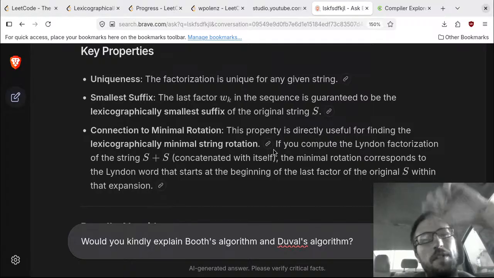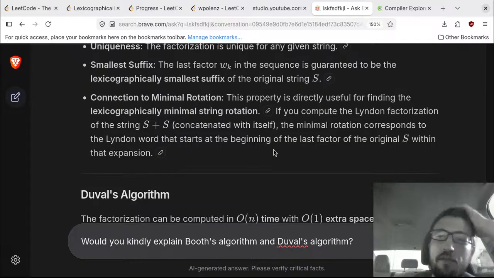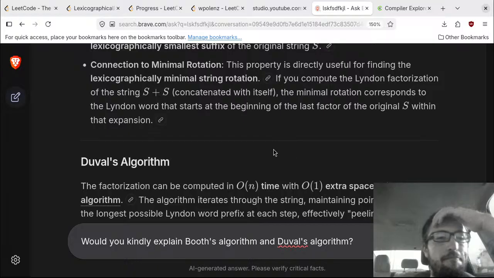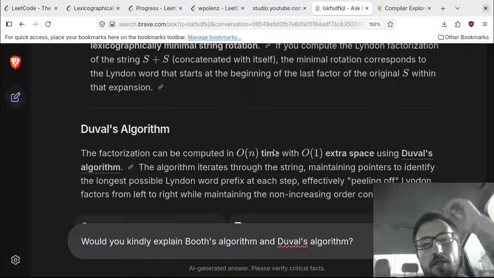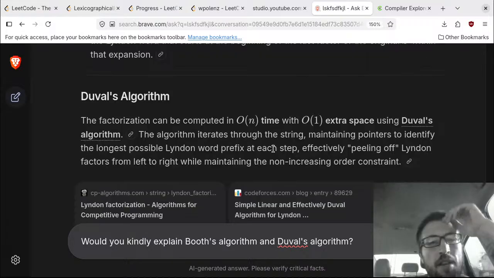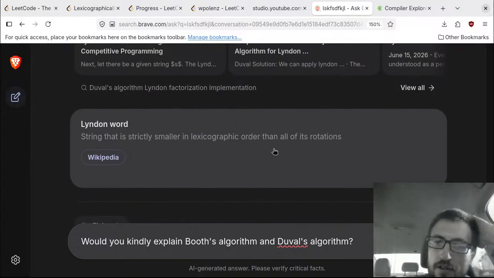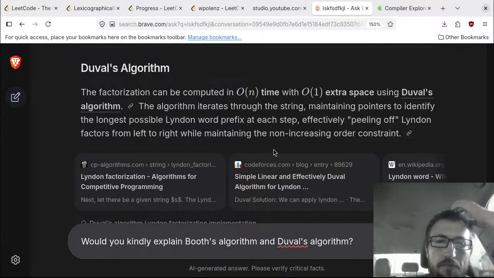Connection to minimal rotation. This property is directly useful for finding the lexicographically minimal string rotation. If you compute the Lyndon factorization of the string S concatenated with itself, the minimal rotation corresponds to the Lyndon word that starts at the beginning of the last factor of the original S within that expansion. Duval's algorithm. The factorization can be computed in O(n) time with constant extra space using Duval's algorithm. The algorithm iterates through the string, maintaining pointers to identify the longest possible Lyndon word prefix at each step, effectively peeling off Lyndon factors from left to right while maintaining the non-increasing order constraint.